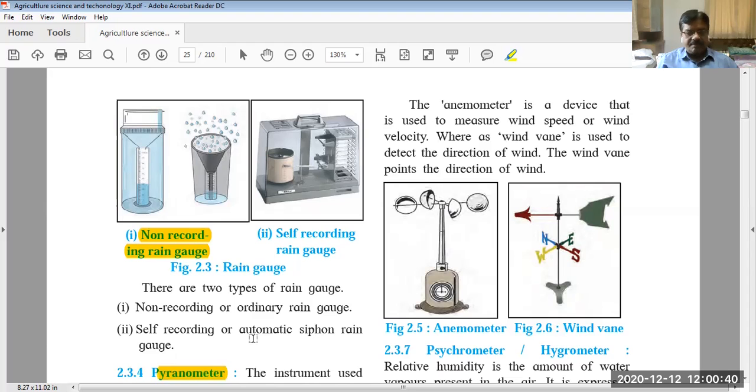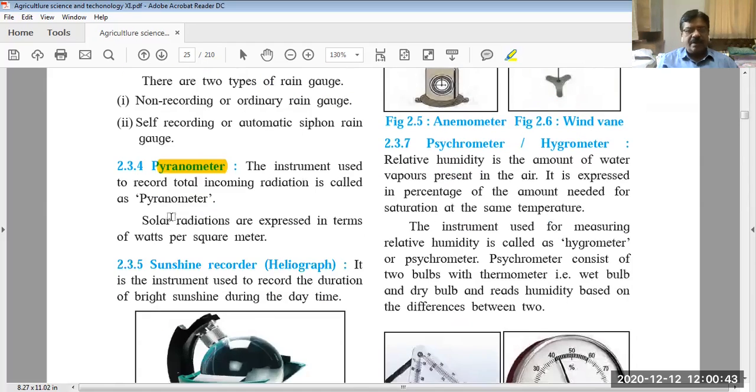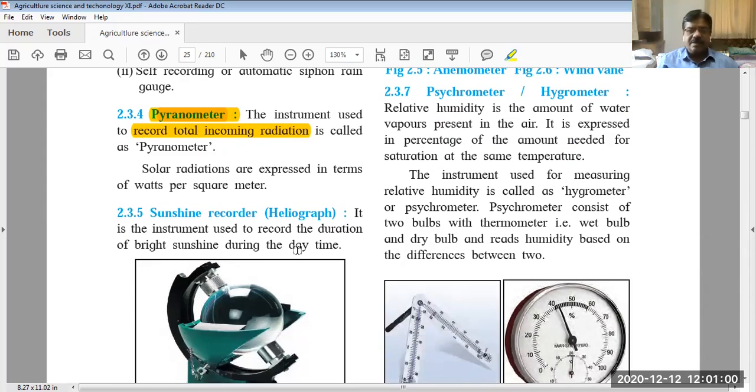Now come to another instrument, called the pyranometer. Please have a look at the pronunciation. This instrument is used to record total incoming radiation. It is a radiation recorder. The radiation we get from the sun is recorded by it. This is solar radiation, expressed in watts per square meter. This radiation is responsible for increasing or decreasing atmospheric temperature.